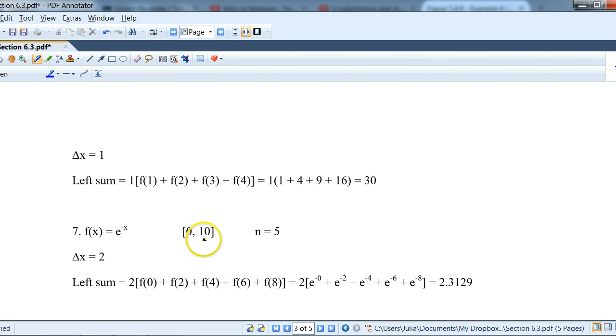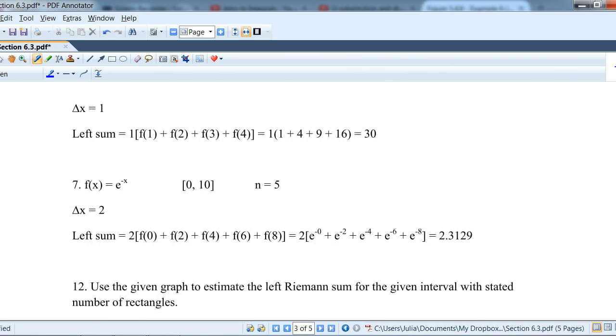Let's say the interval from 0 to 10. Hopefully you can see why the width is 2, but we'll start with 2. And then again, we start with 0 and we keep adding 2 until we get 5 rectangles: 0, 2, 4, 6, 8. And we have 5 of them. Once again, see how I wrote them out, and put them in the calculator. If you have a graphing calculator, just put them like that and then times 2. And then I'm getting 2.3129. So the more exact you are, the better.